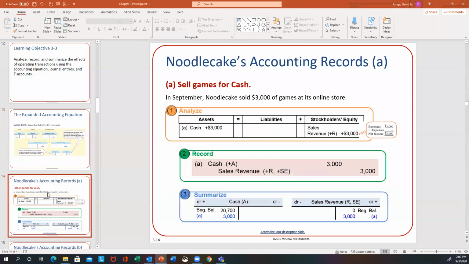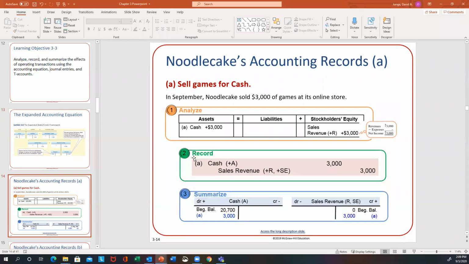Okay, all right. So looking at some transactions. In this one, Noodle Cake sold $3,000 of games at its online store. So that's going to be a sale. Notice this is going to be cash. They don't tell you the account, just assume cash. So increase cash, and then you're going to be increasing revenue. The journal entry would be to debit cash, credit revenue. You're increasing both. And then of course your ledger would summarize that posting of cash as a debit and the posting of revenue as a credit.